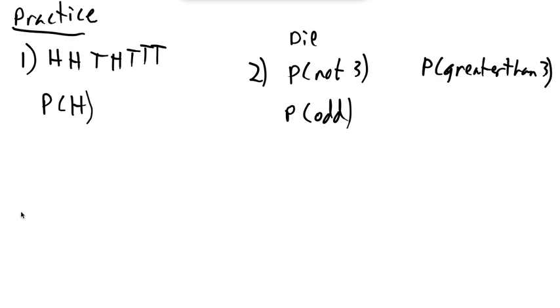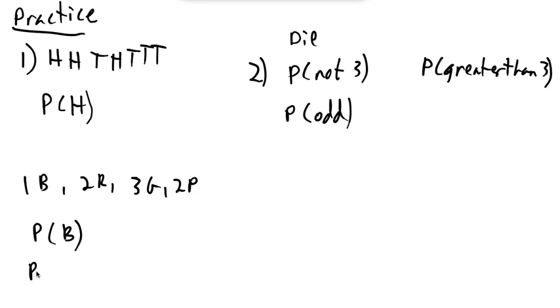And then finally, let's say you have some marbles. You have 1 blue marble, you have 2 red marbles, 3 green marbles, and 2 pink marbles. What's the probability that you're going to pull a blue marble? What's the probability you're going to pull a green marble? And what's the probability you're going to pull a not pink marble? So go ahead and do these, pause the video, run through them, and then we'll meet back up when you are finished.